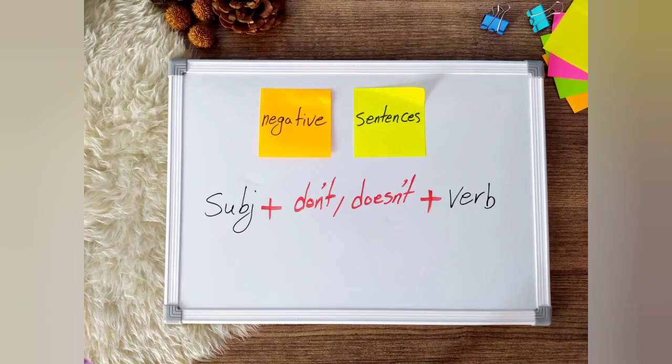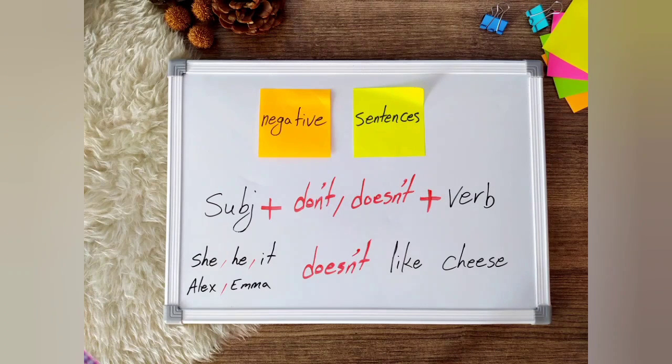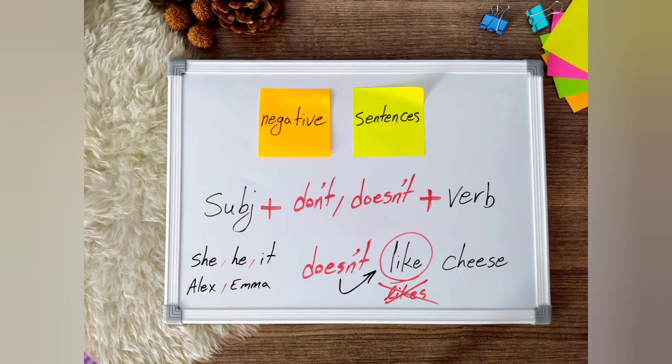Let's make a negative sentence together. I don't like cheese. We don't like cheese. Or you can say Alex and Tom don't like cheese. Okay, now we have singular subject. So she doesn't like cheese. Or Alex doesn't like cheese. Be careful, when there is doesn't in a sentence, you must drop the S from the main verb. So we don't say doesn't likes. We must drop the S and say doesn't like.